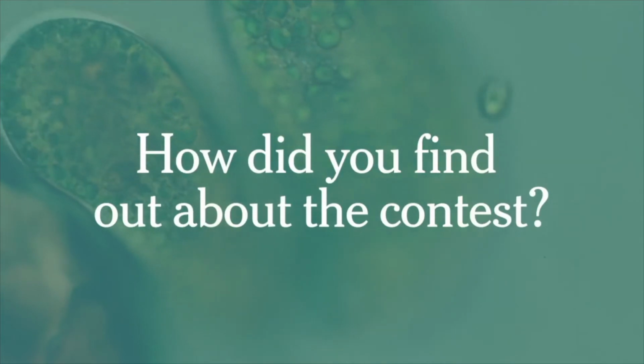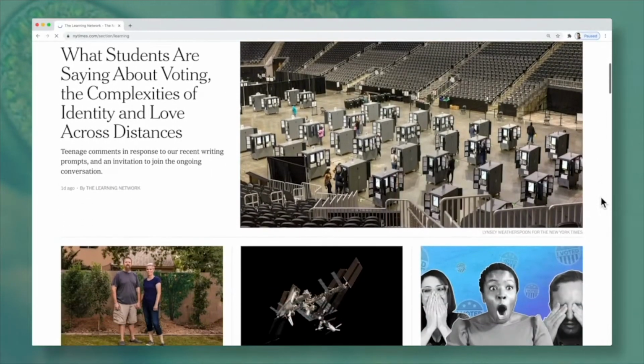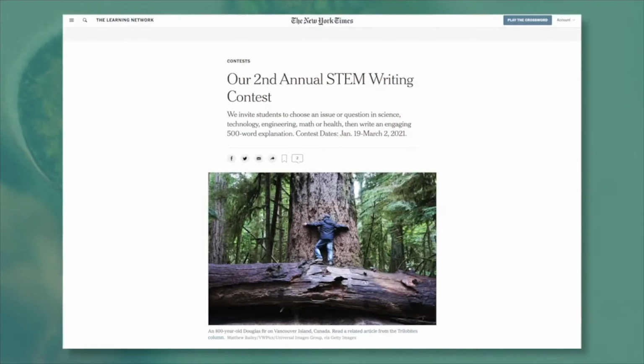Well, I read the New York Times almost every night, and one day I was just browsing through and I saw the Learning Network, and then just clicking through different links, I found the calendar. But when I saw this contest on the contest calendar, I thought it would be a great idea to incorporate my own ideas and the research of other people into an article of my own creation.